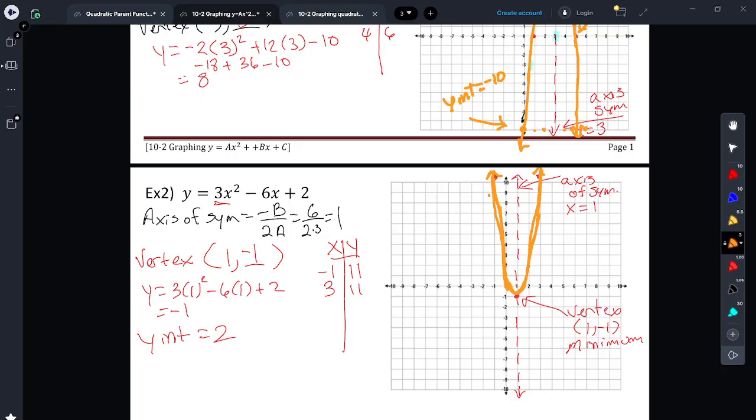All right, did I label everything? Not the y-intercept. What was my y-intercept? 2, right? All right, so I'm going to label it. So we have to label the y-intercept, axis of symmetry, and vertex. For tonight, yes. And then minimum and maximum. We got everything else, right?